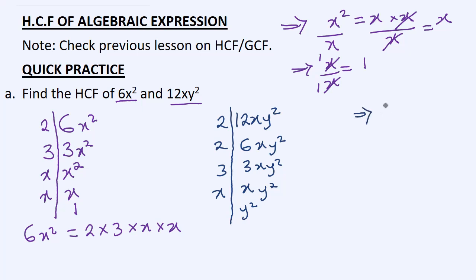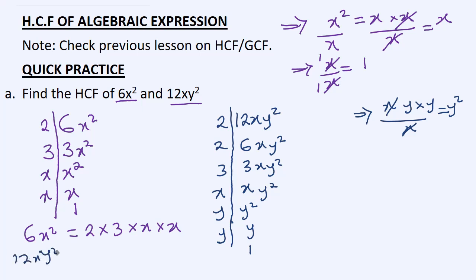Let's do that here. So we'll have x, y multiplied by y, because this is xy squared all over x. The x will cancel out, and then y squared remains. So y here remains y. And then finally y here is just 1. Okay, so let's put down these values. For 12xy squared, you're having 2 multiplied by 2 multiplied by 3 multiplied by x multiplied by y multiplied by y. Up next, we'll have to index. So let me write it here. Indexing.